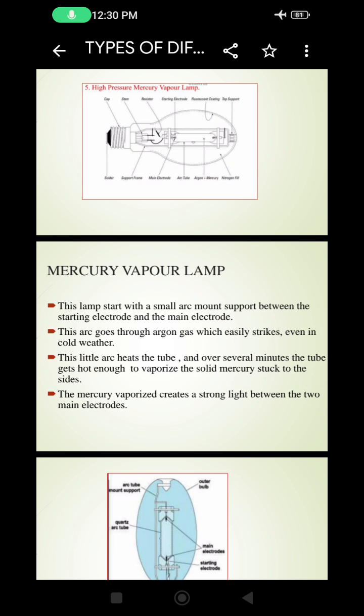The little arc heats the tube, and when the tube gets hot enough it vaporizes the solid mercury. The mercury vapor creates a strong arc between these two main electrodes.